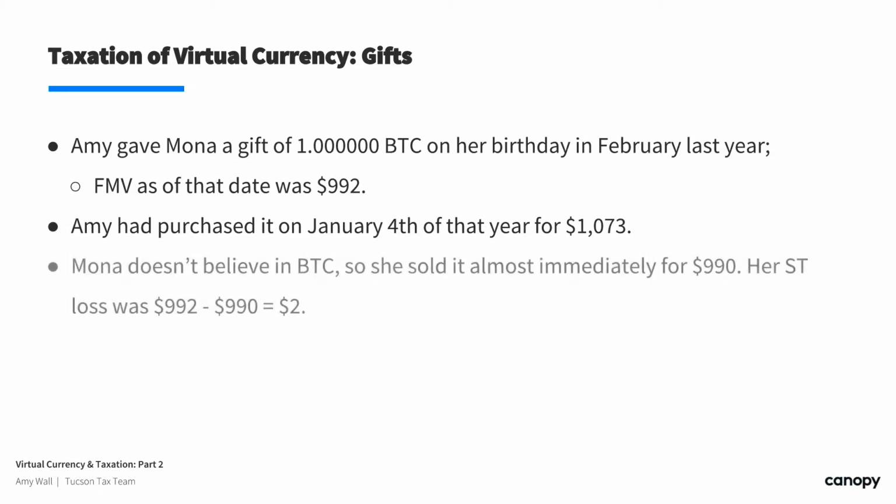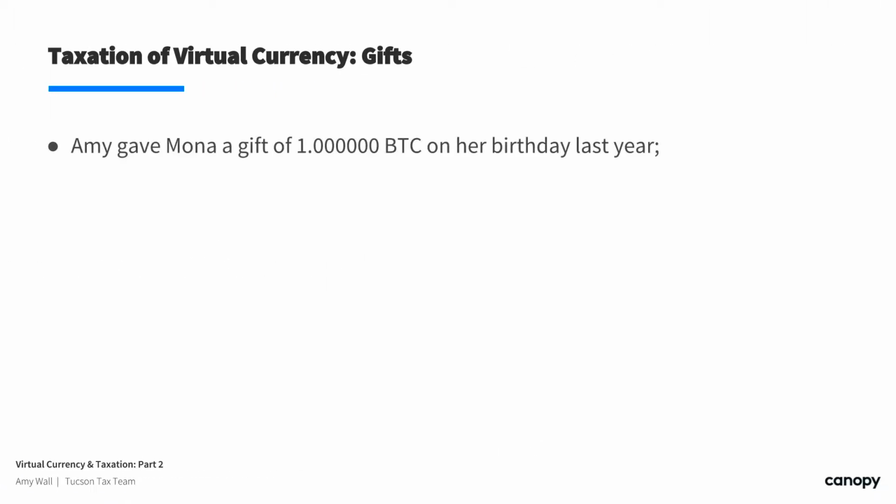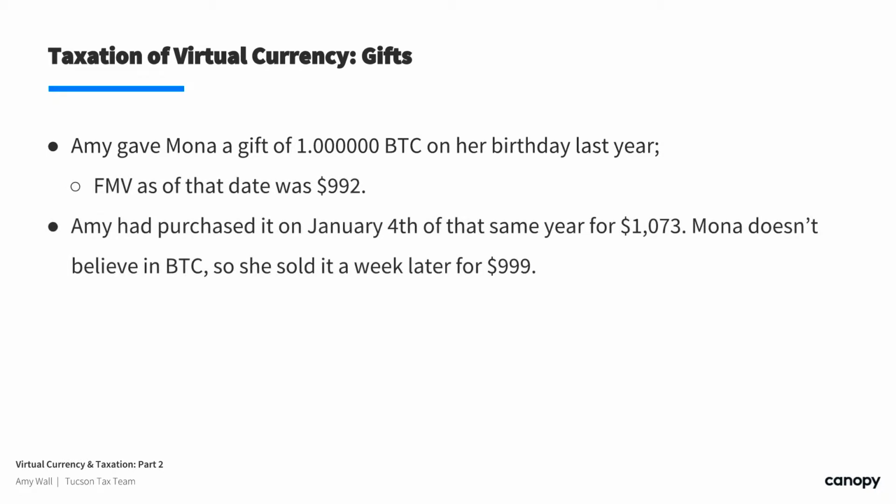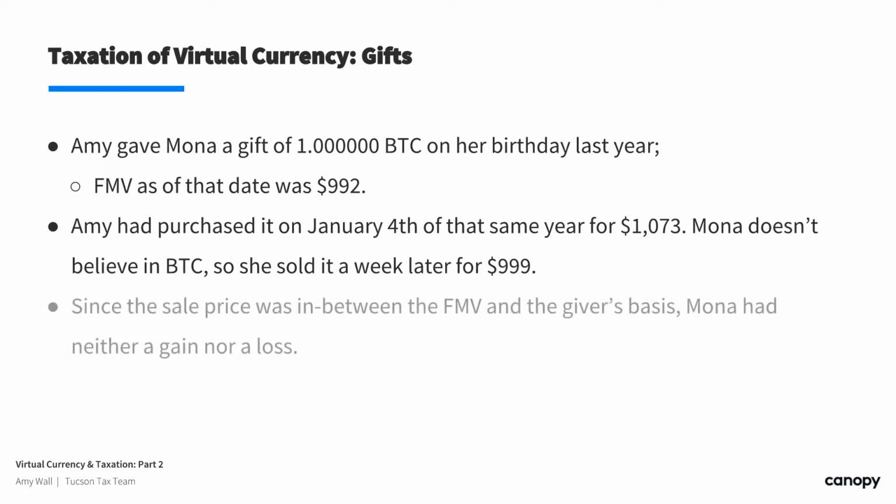And finally, I gave her the gift of the Bitcoin, fair market value on the date $992. I bought it in January of that year for $1,073. She sells it a week later for $999. Now, here the sale price of $999 is in between the fair market value of $992 and my basis of $1,073. So she has neither a gain nor a loss.